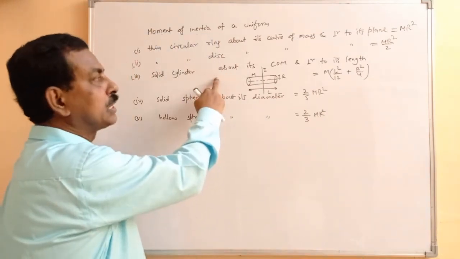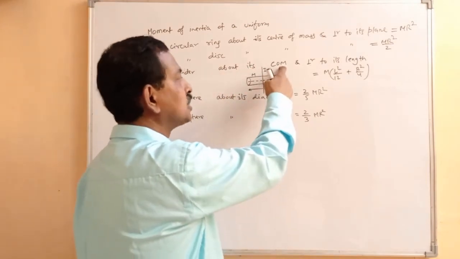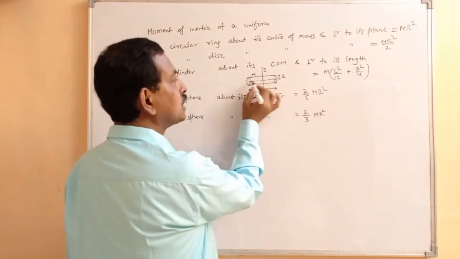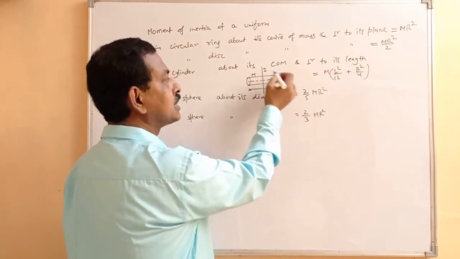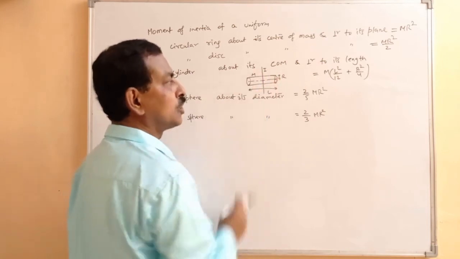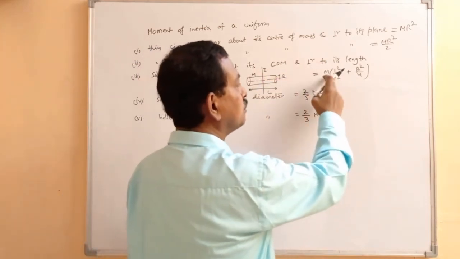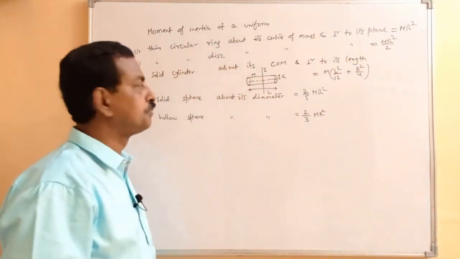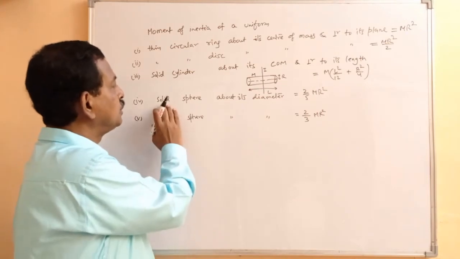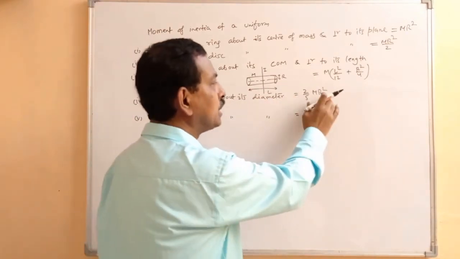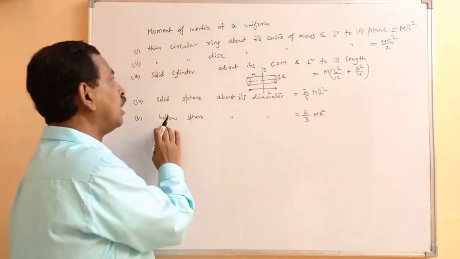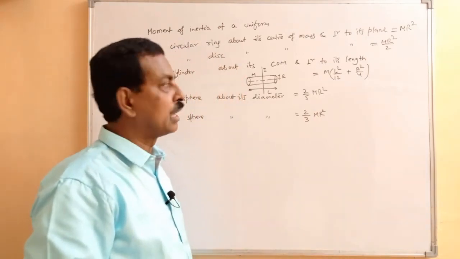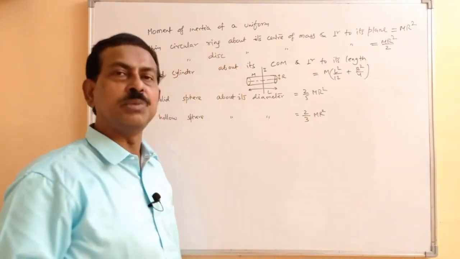If you take a solid cylinder and the moment of inertia is about its center of mass and perpendicular to its length, so suppose this is the solid cylinder, mass is m, length is L, radius is r, and we take the axis passing through its center of mass. So this value of the moment of inertia is m times L square by 12 plus r square by 4. Similarly, the moment of inertia of a solid sphere about its diameter is 2 by 5 mr square. For a hollow sphere, it will be 2 by 3 mr square. R will be the radius and m will be the mass.